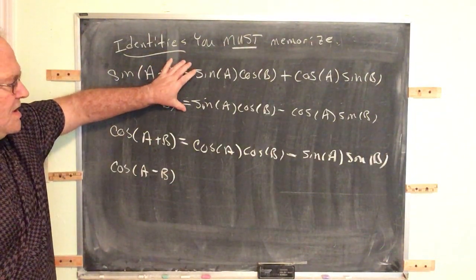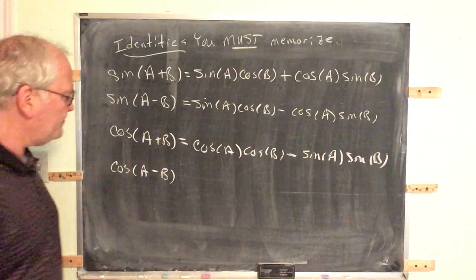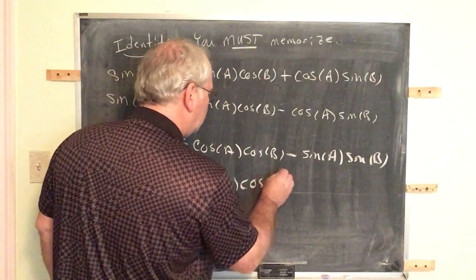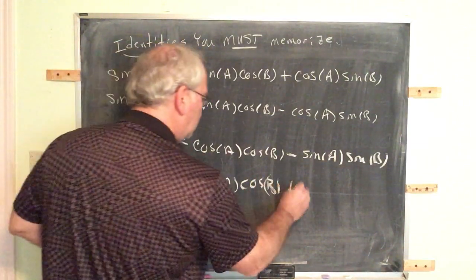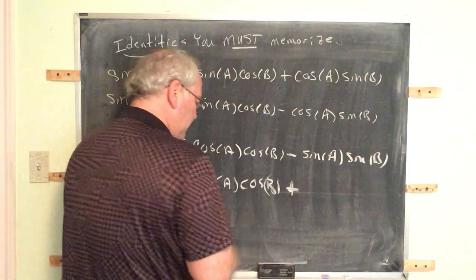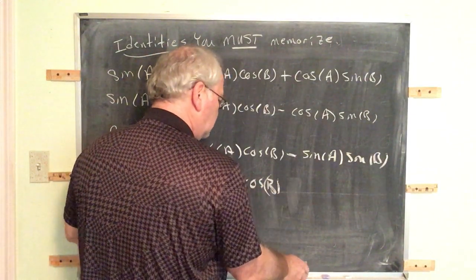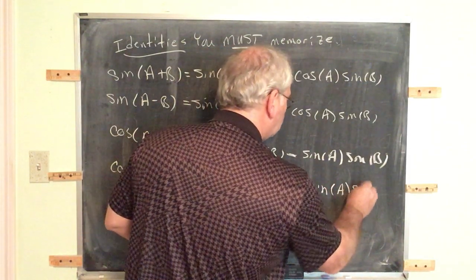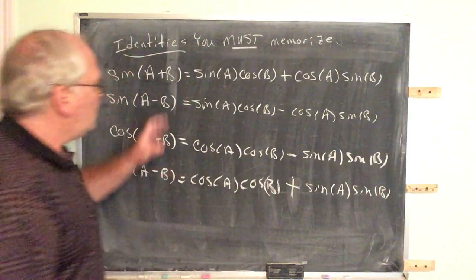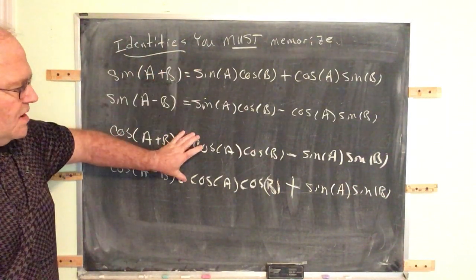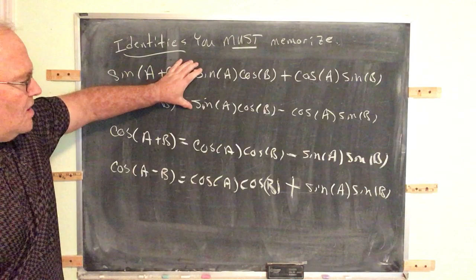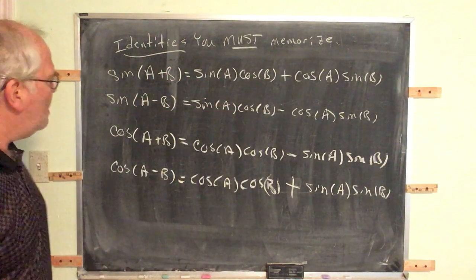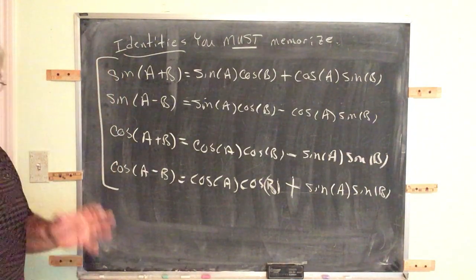Sine is sine, cosine, cosine, sine. Cosine is cosine, cosine, sine, sine, with the opposite sign. Let me make that clearer. Sine, cosine, cosine, sine. Cosine, cosine, sine, sine. Sine is the same sign. Memorize those four.